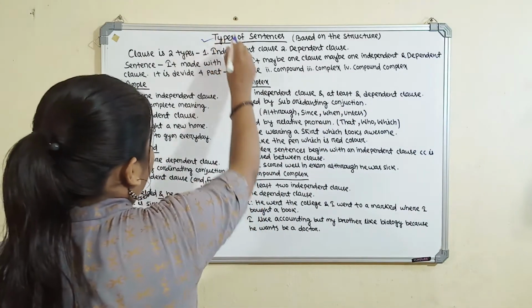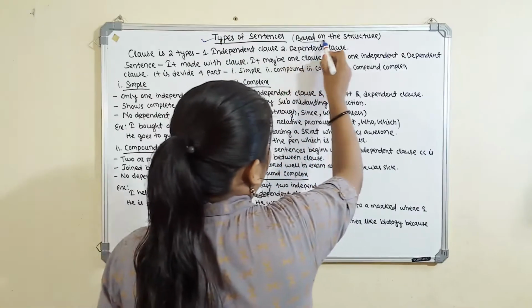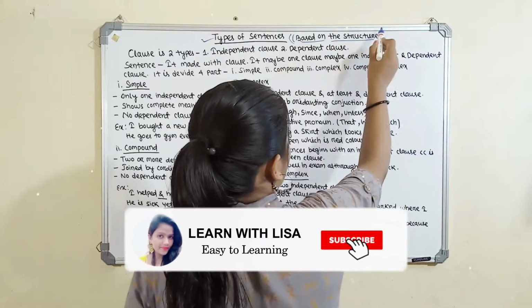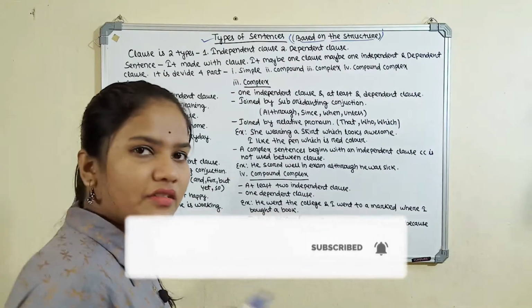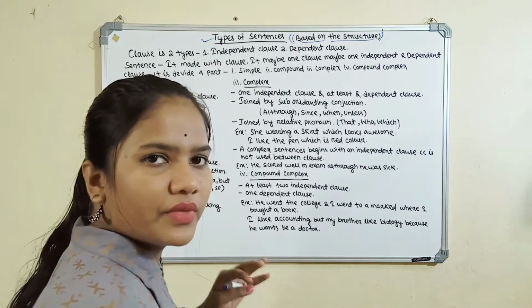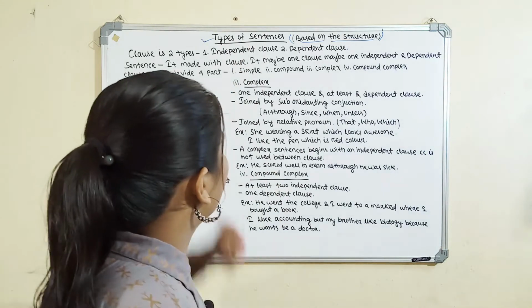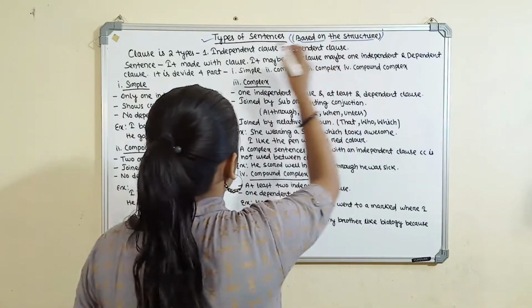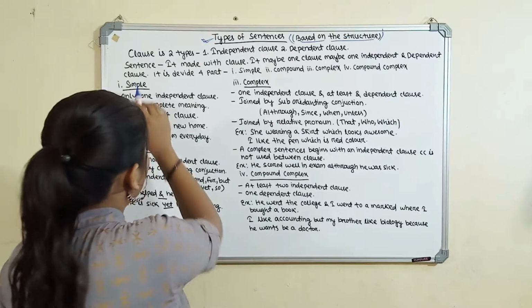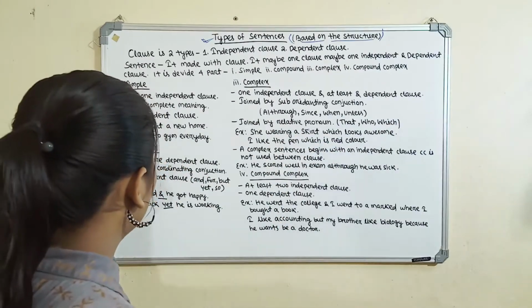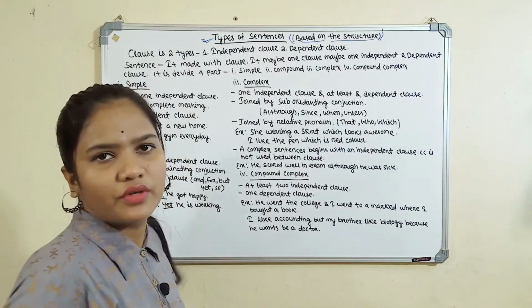Types of sentence. Here, the important point is structure. We learned the types based on meaning: the sentence is of 4 types, imperative, declarative, interrogative and exclamatory. Today we will learn based on structure, where the sentence is also of 4 types: simple, compound, complex and compound complex.